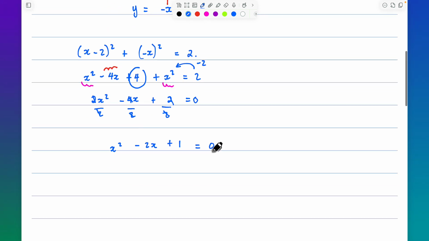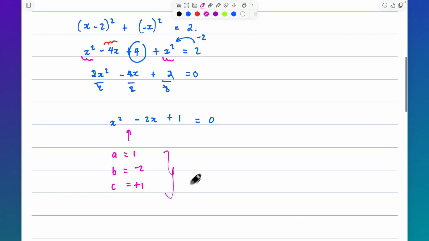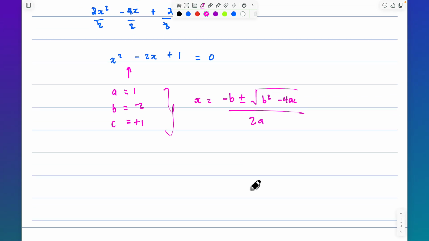So every quadratic equation has an a value, a b value and a c value. In this case, our a is 1, our b is -2, our c is +1. And then we're going to use these for our formula. Because in order for us to solve for x, we say -b plus minus the square root of b squared minus 4ac, divide this by 2a. So now all we need to do is plug in our values.